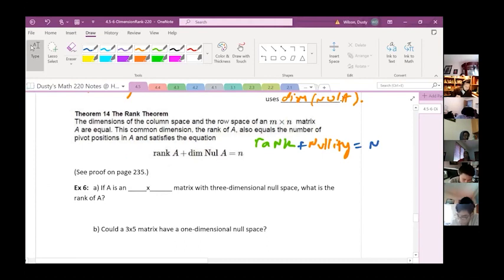So if A is, for example, let's make it up, like a 42 by 35 matrix. We'll try not to enter it into our calculator. But we did a whole bunch of stuff, and at the end of this, we found that there was a three-dimensional null space. And I want to know what's the rank. So what would be the rank?